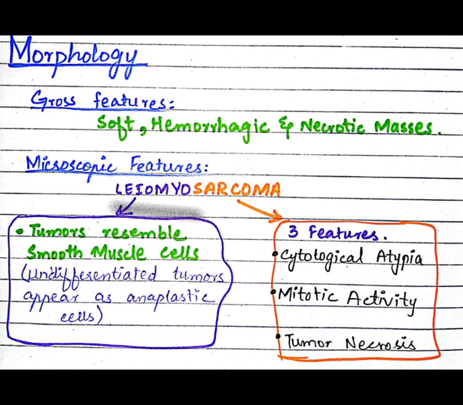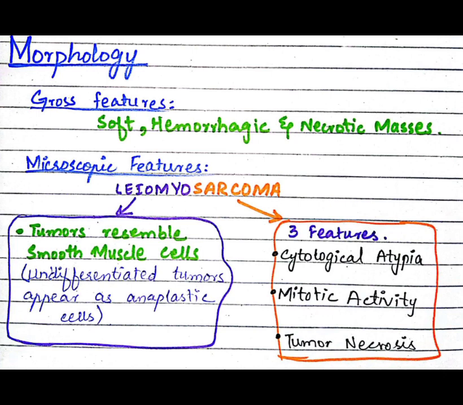Leiomyo means the tumor cells resemble smooth muscle cells, but sometimes undifferentiated tumors appear as anaplastic cells. They do not resemble smooth muscle cells. So remember that the tumor cells can be smooth muscle-like or they can be undifferentiated. And now we know that sarcoma means malignant, so we'll see the three features that differentiate the leiomyosarcomas from the fibroids. The first is cytological atypia, which means development of atypical cells.